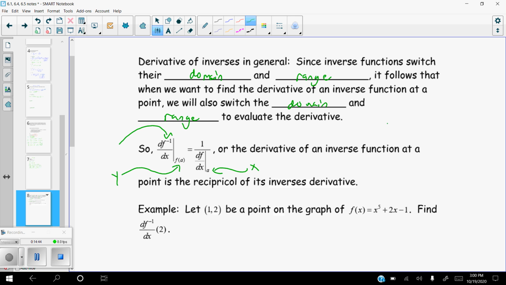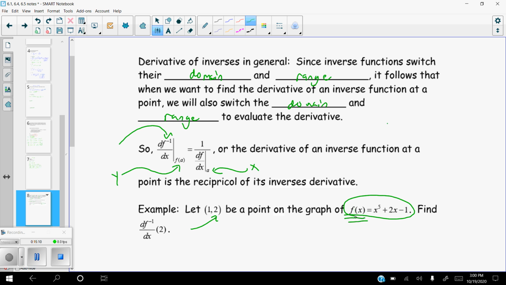Let (1, 2) be a point on the graph of f of x, which is given here. So we're given an original function, we're given a point. We want to find the derivative of the inverse of this at 2. Well, that makes sense. If I want to find the derivative of the inverse, I'm going to evaluate that derivative at its y value. But the problem is finding the inverse of this function is extremely algebraically difficult.